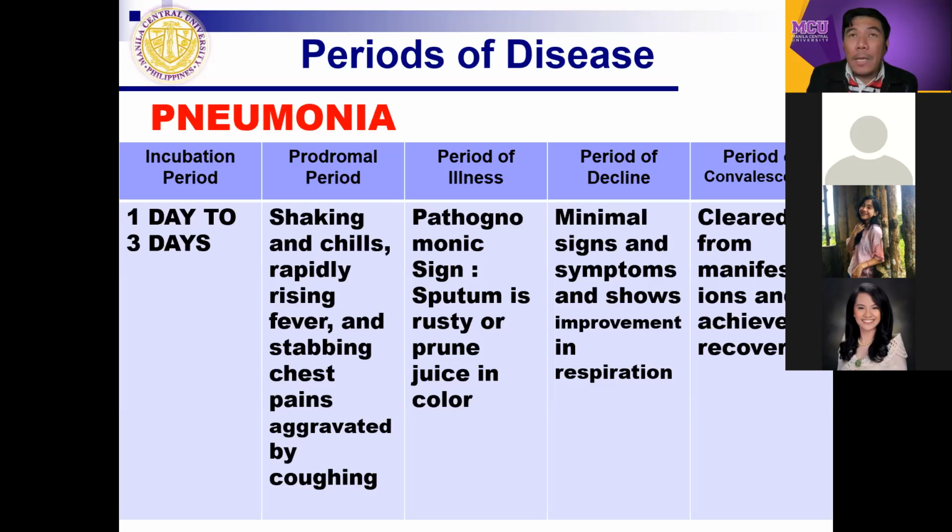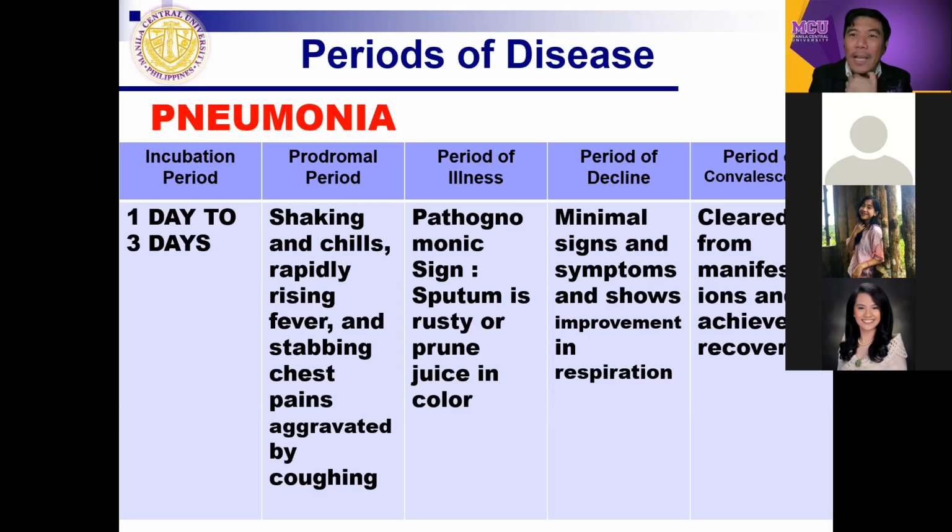Now, if for example the person is spitting sputum na rusty ang color or such like prune juice, parang almost grape-like color, pero yung prune kasi is mas darker. Pag color na yun na yung sputum niya, then you think na pathognomonic siya. Pag if you say pathognomonic, that is identical to pneumonia. Nasa period of illness na siya. So in this orientation, it will give us the idea kung ang person is mild, moderate, or critical.